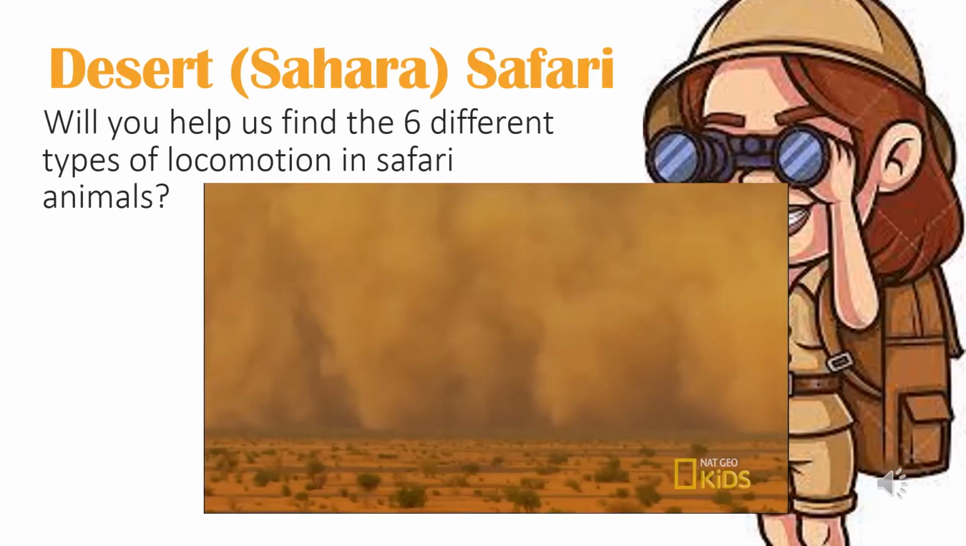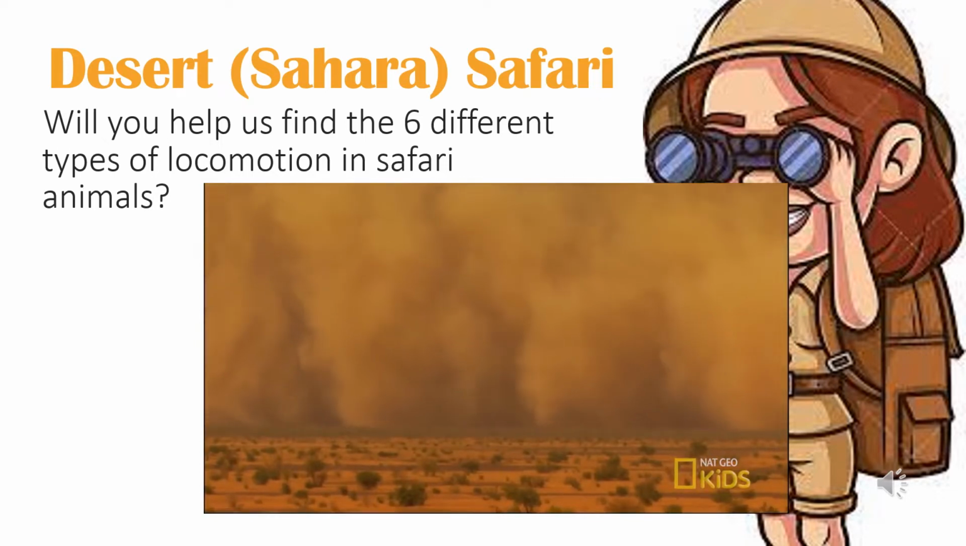Alright guys, now that we got a good definition on what locomotion is, we would like to show you a short clip of a few different animals in the desert showing off their locomotion. After the clip, we will look a bit closer at 6 different animals and see if you can guess how they move around.